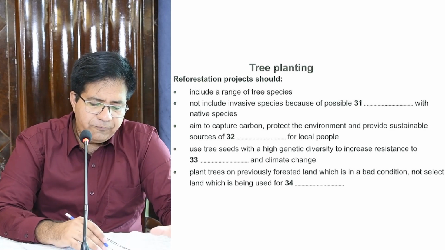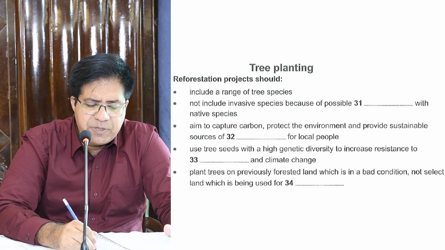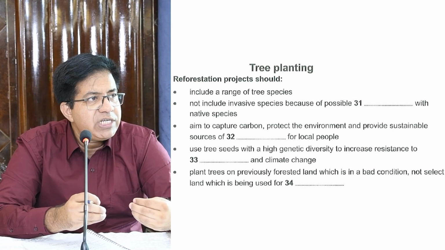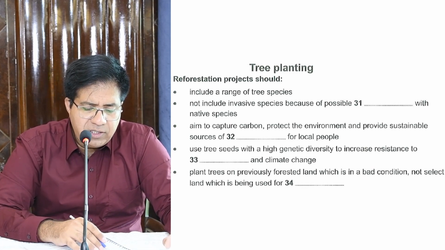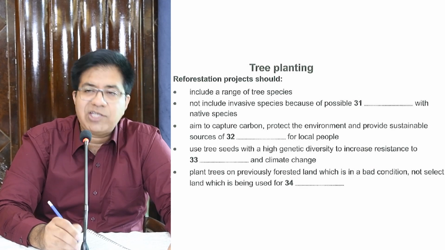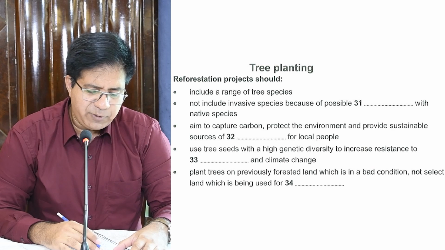So first they say including a range of tree species. Underline the word species so that you could track the audio. When they use the word species, it means audio is there. Question 31. Not include invasive species because of possible dash. Now underline the word possible dash with native species.